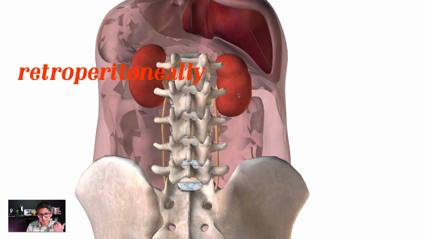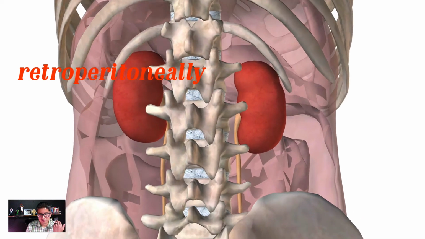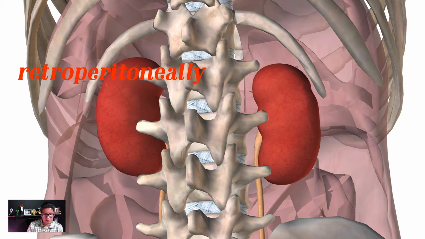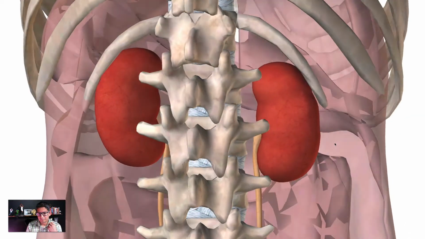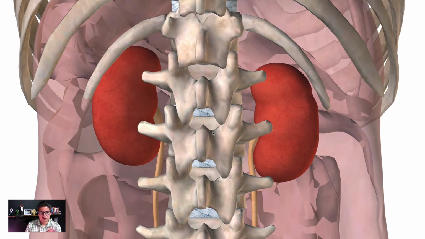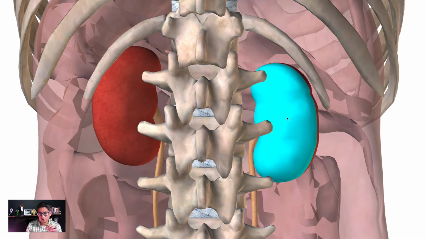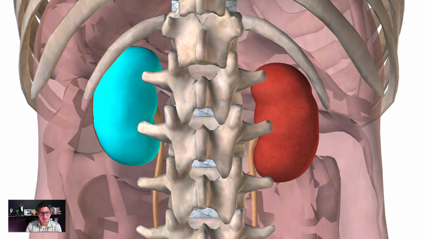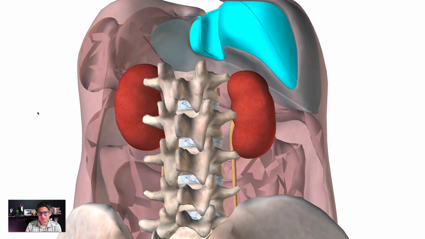Retro means behind, like retro music, music from back in the day. So it says retro, behind the peritoneum. Okay. Now you'll notice, if you're paying close attention to the position of your kidneys, you have one kidney that's slightly above the other. Your right kidney sits just a little bit lower than your left kidney, and the reason behind that is because of your liver.